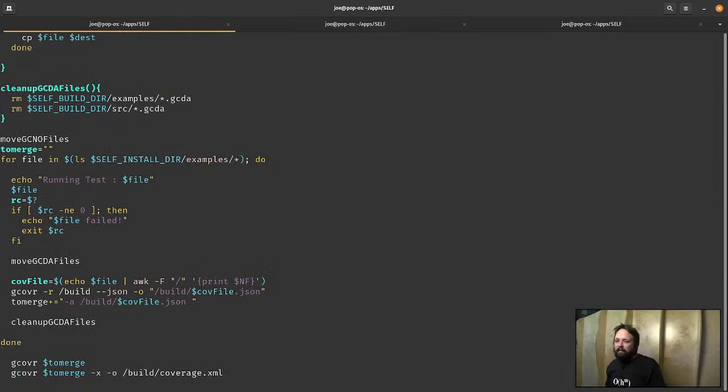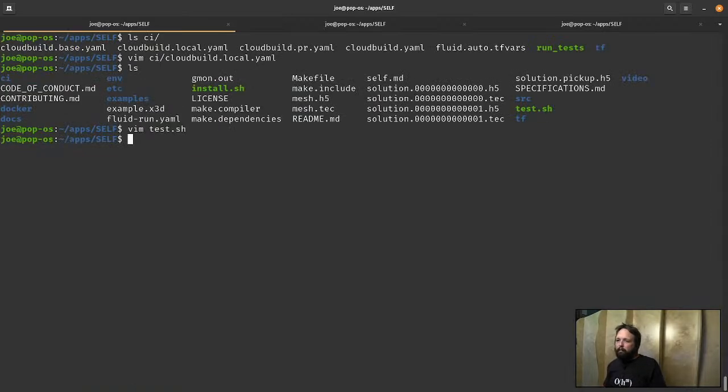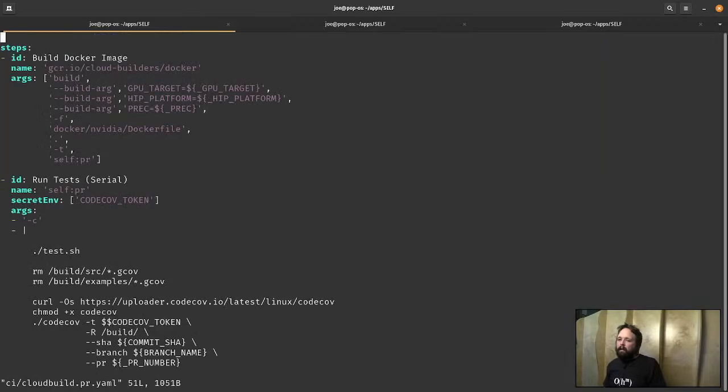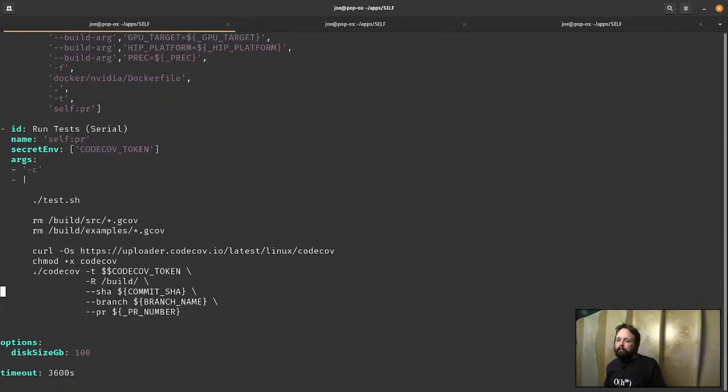So at the very, very end, we call gcovr to merge all those files together and then create an XML. Now the difference between running locally and the cloud builds is that the pull request builds with Cloud Build will do an additional step. After running those tests, it'll get rid of the individual gcov files and just upload that XML file to Codecov, so that we can actually use the coverage reports as part of the pull request review process, which is really, really nice to make sure that we're always exercising as much of the code as possible.